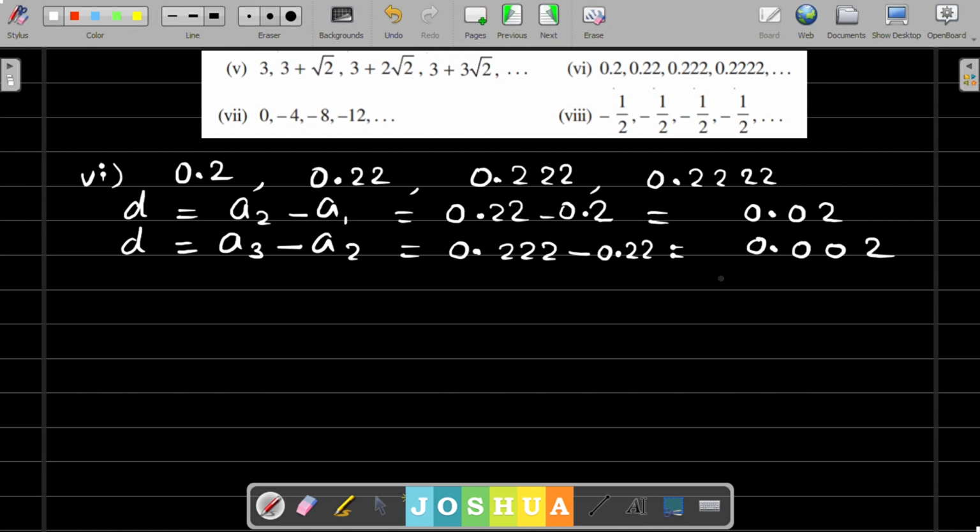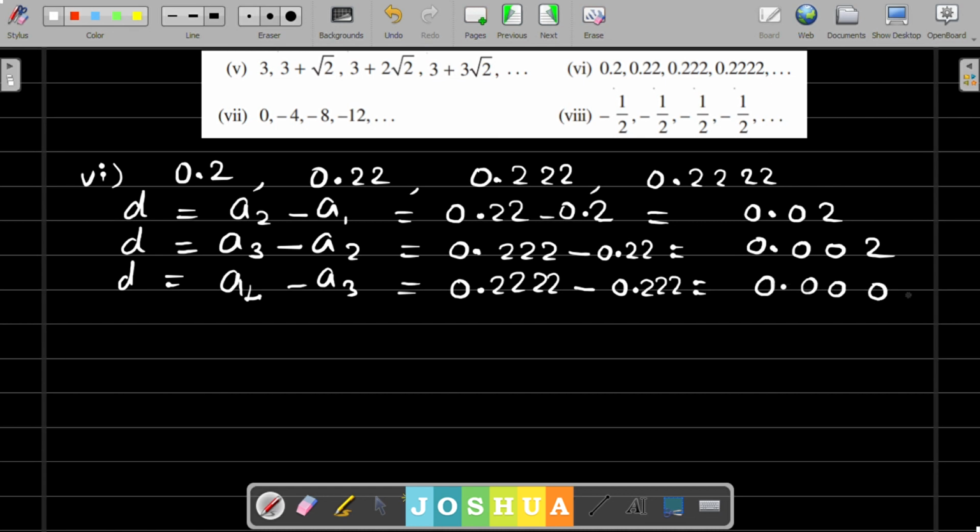So therefore the difference is 0.002. Now in the same way I'm going to find the difference between the fourth term and the third term, so A4 minus A3. A4 is 0.2222 minus 0.222 here. So in this case the difference is 0.0002. So now the difference is not the same. Therefore it is not an AP, so finding the next 3 terms is not possible. So now I'm going to the 7th question.